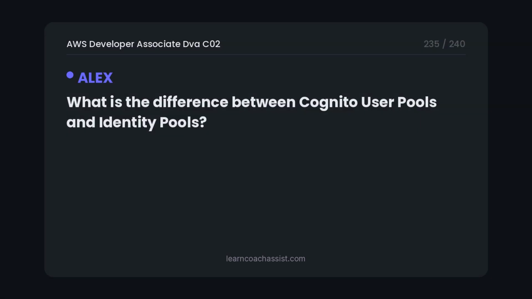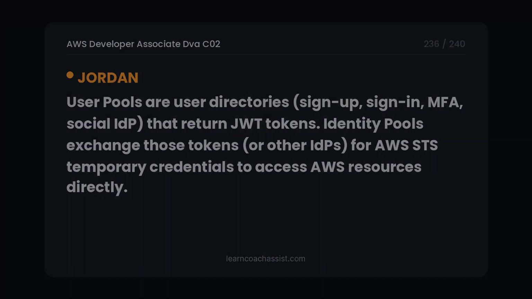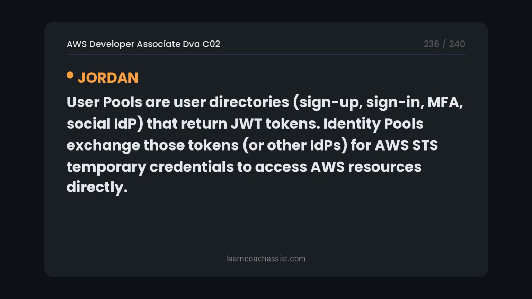What is the difference between Cognito user pools and identity pools? User pools are user directories, sign-up, sign-in, MFA, social IDP, that return JWT tokens. Identity pools exchange those tokens, or other IDPs, for AWS STS temporary credentials to access AWS resources directly.